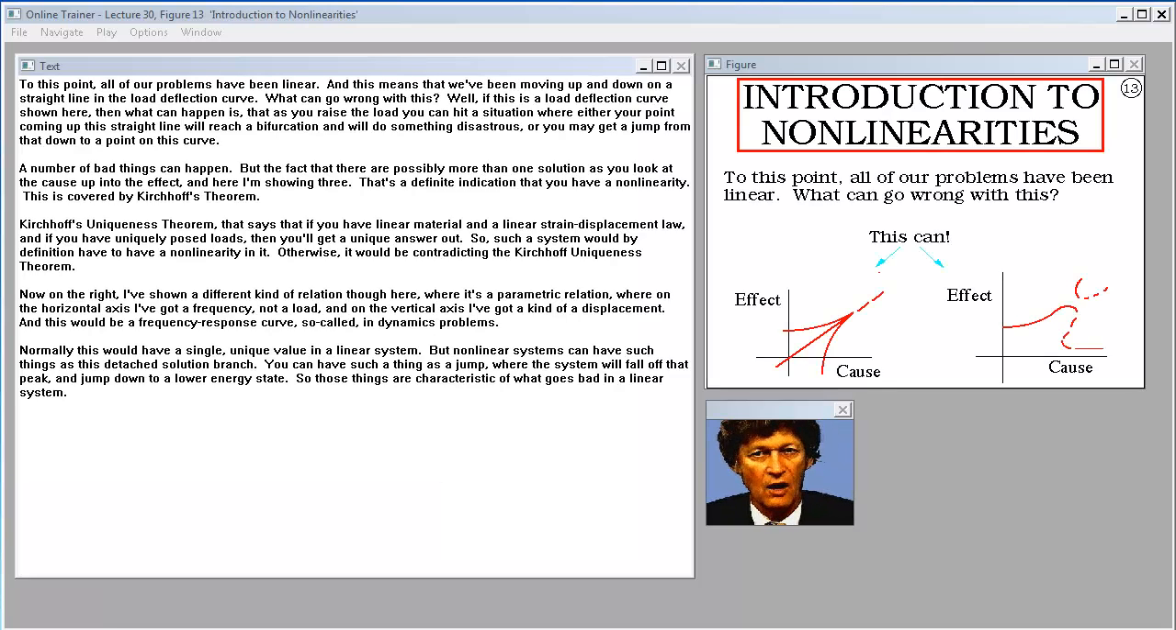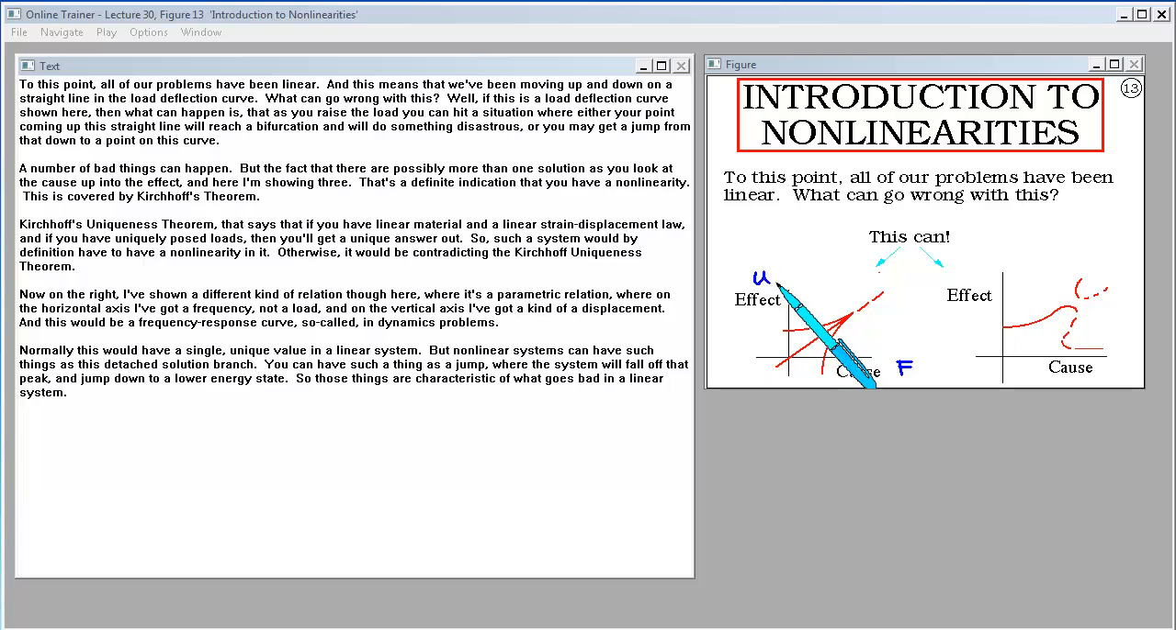To this point, all of our problems have been linear, and this means that we've been moving up and down on a straight line in the load deflection curve. What can go wrong with this? Well, if this is a load deflection curve shown here, then what can happen is that as you raise the load, you can hit a situation where either your point coming up this straight line will reach a bifurcation and will do something disastrous, or you may get a jump from that down to a point on this curve.